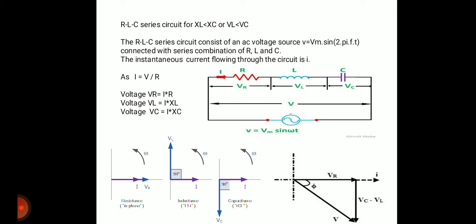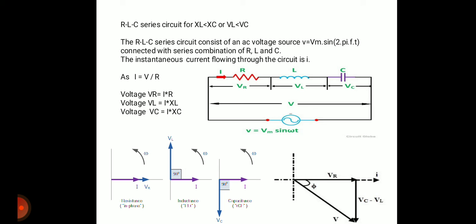And VC is drawn on the negative y-axis. Why negative y-axis? Because VC lags current by 90 degrees. That is the property of a capacitor. In a capacitor, current leads voltage, or voltage lags current, by 90 degrees. So VC is drawn on the negative y-axis. So if you merge all these three phasors together, we get the resultant phasor diagram.